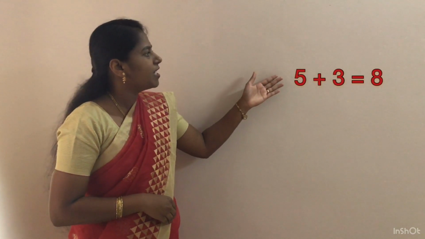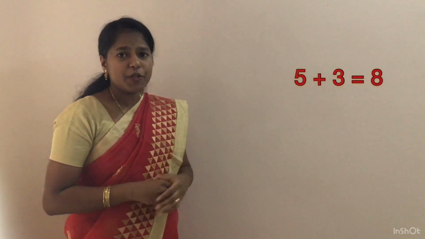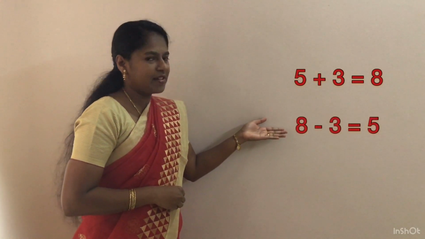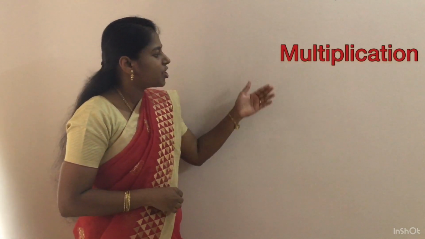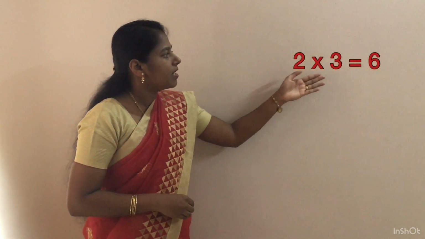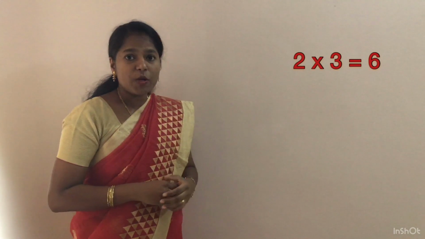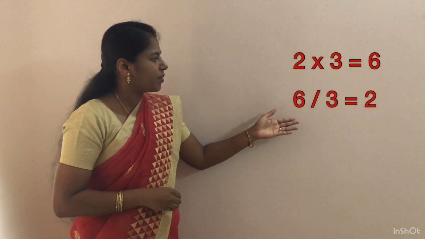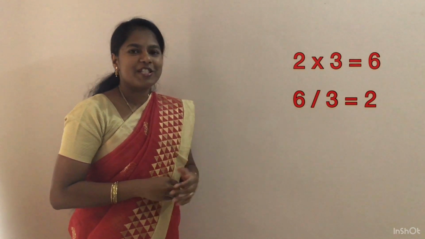5 plus 3 is equal to 8. If we need to undo addition, we do subtraction. That is 8 minus 3 is equal to 5, which is the original number. In the same way, multiplication and division are inverse operations. Let me give you an example. 2 times 3 is equal to 6. If we need to undo multiplication, we do division. 6 divided by 3 is equal to 2, which is the original number.